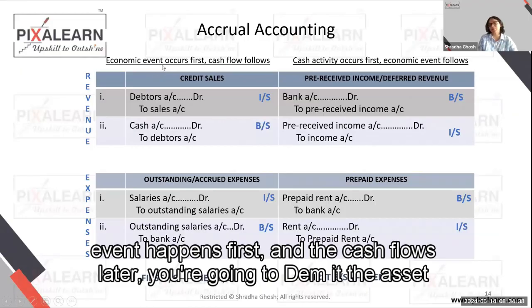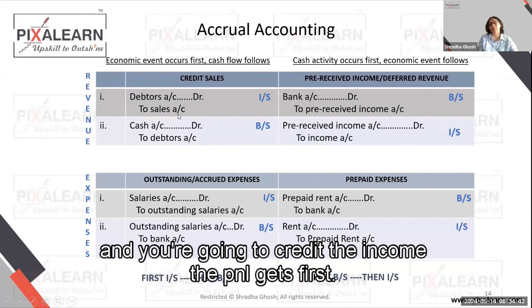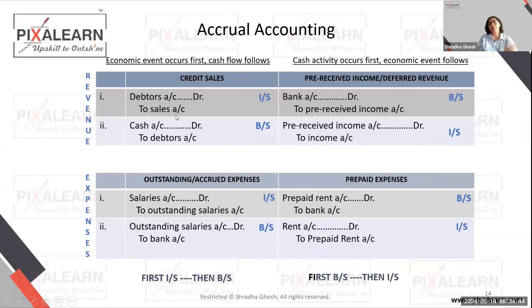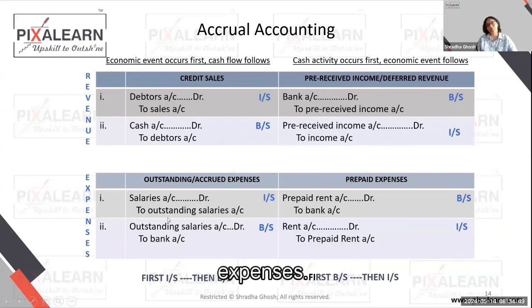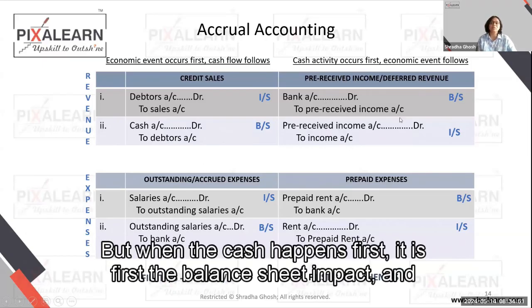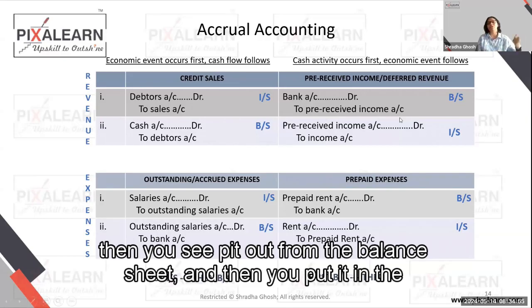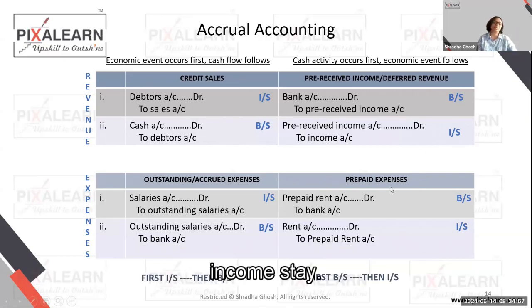So this is exactly what we suggested when we said that when the economic event happens first and the cash flows later, you're going to debit the asset and you're going to credit the income. The P&L gets hit first and then the balance sheet impact happens, both for revenue and for expenses. But when the cash happens first, it is first the balance sheet impact, and then you seep it out from the balance sheet and put it in the income statement.